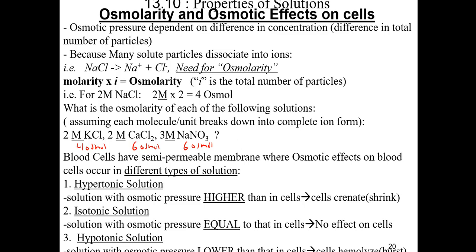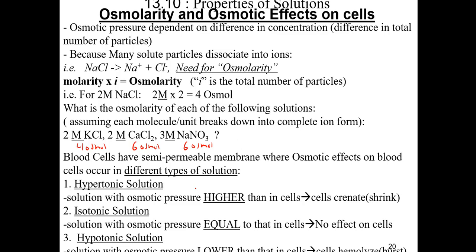The trick on these is to make sure you know what ions form, and if you recognize a polyatomic ion, it stays together like nitrate does. So hopefully you have all of those polyatomic ions memorized. Now, the next part, we talked about blood cells, or cells in general, to demonstrate the concept of osmosis and osmotic pressure.